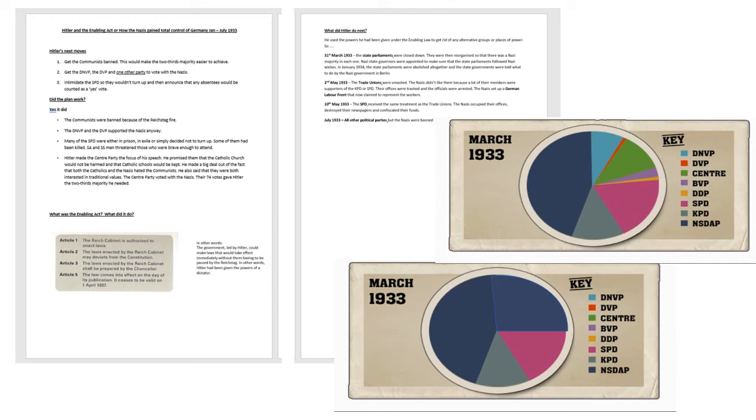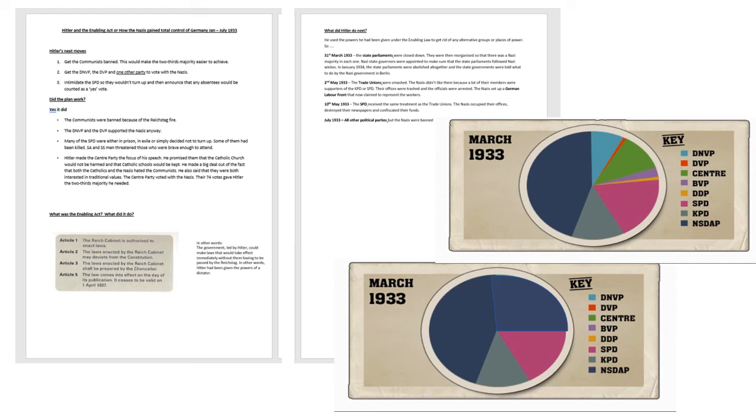So what did Hitler do next? He used the powers he had been given under the enabling law to get rid of any alternative groups or places of power. So on the 31st of March 1933, the state parliaments were closed down. They were then reorganised so that there was a Nazi majority in each one. Nazi state governors were appointed to make sure that the state parliaments followed Nazi wishes, and in Jan 1934 the state parliaments were abolished altogether and the state governments were told what to do by the Nazi government in Berlin.